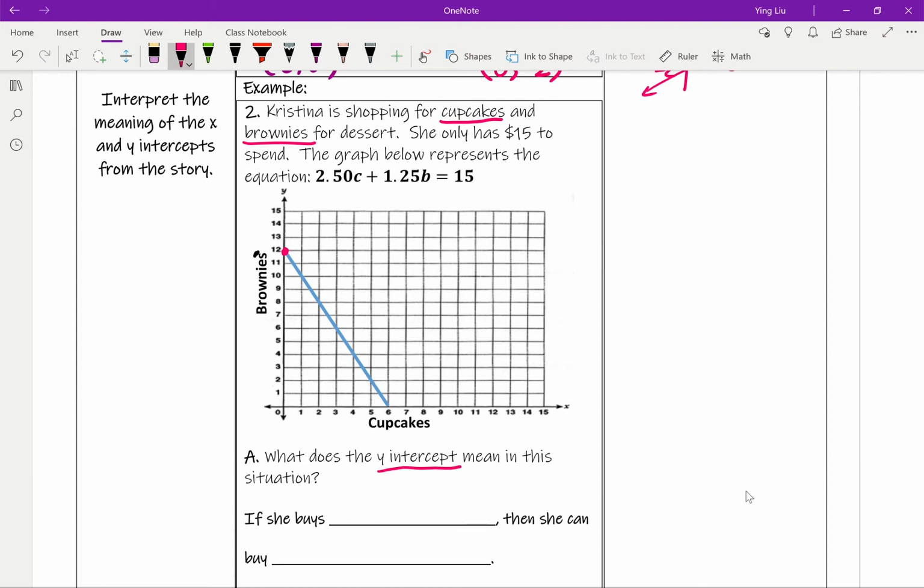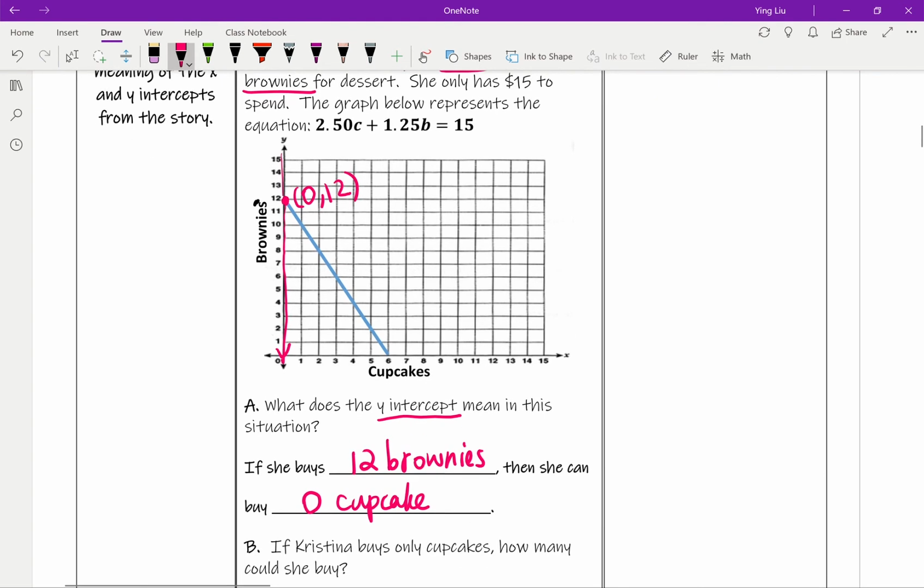So we can see that this point here, the y-intercept, is saying that she has 12 brownies, because brownies are on the y direction and 12 is on the y axis. So we're saying that she buys 12 brownies on the y-intercept. And because this point here is (0, 12), that's saying that at this point, there's actually 0 in the x direction. So that means at this point, she's using all her money to buy only the 12 brownies, but no cupcakes. Okay, so that's what the y-intercept represents.